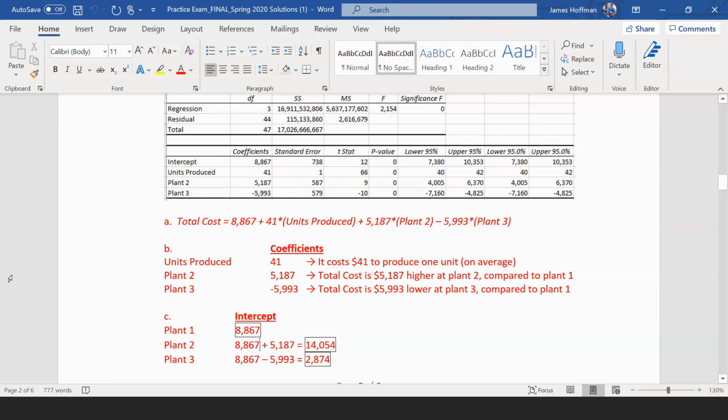All right, so 8,867 for plant 1 plus the additional amount for plant 2 gives us an intercept for plant 2 of $14,054.